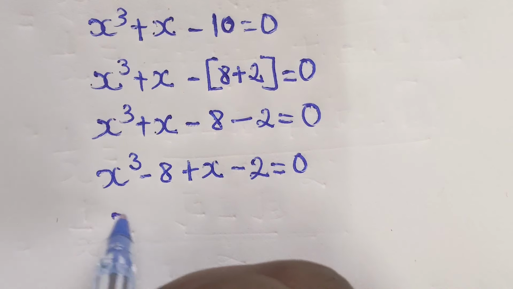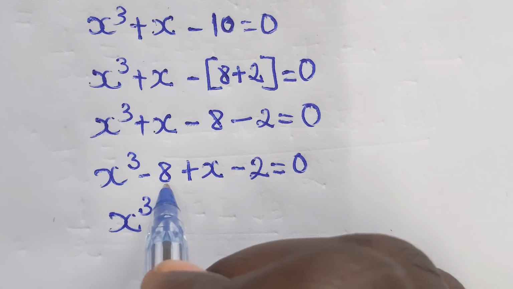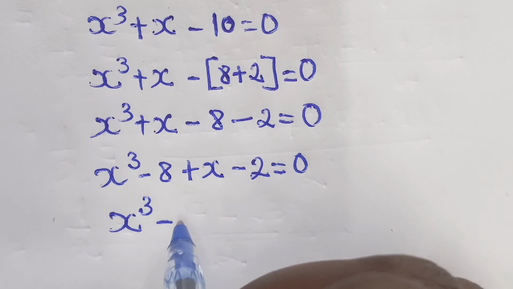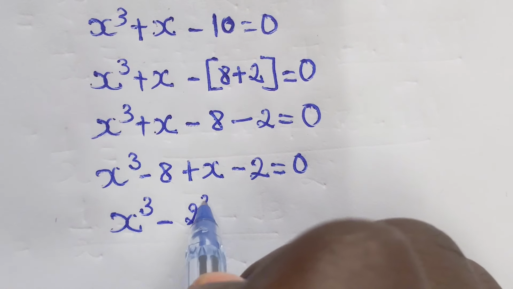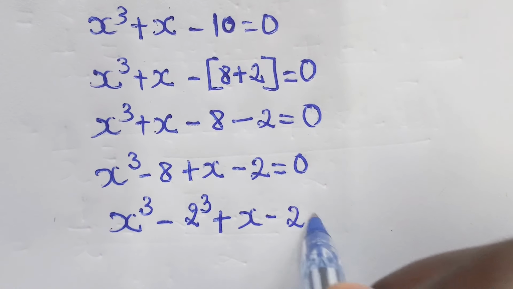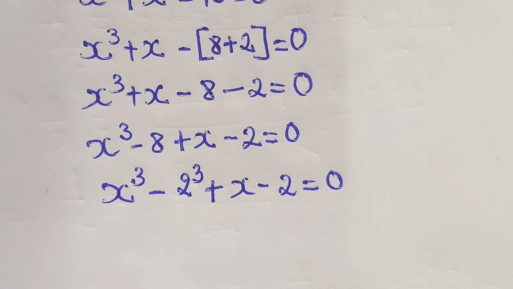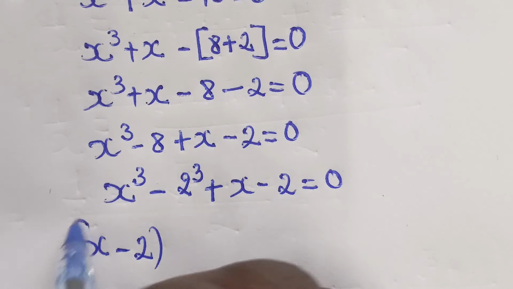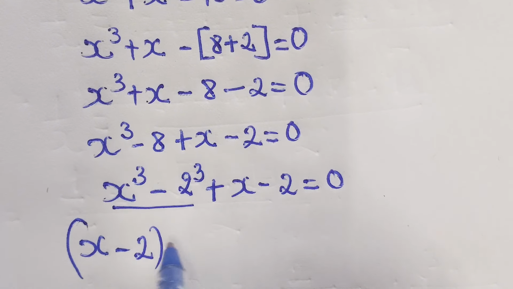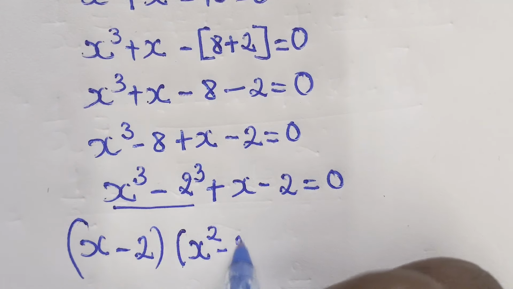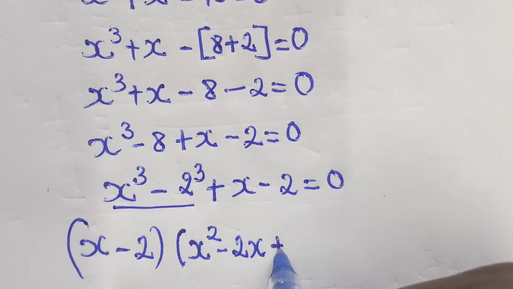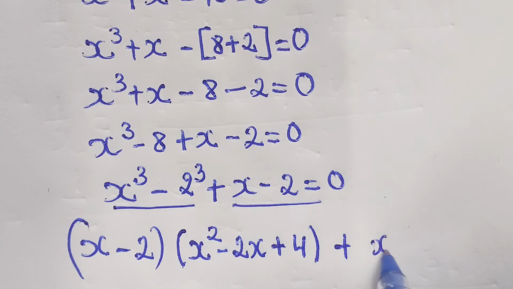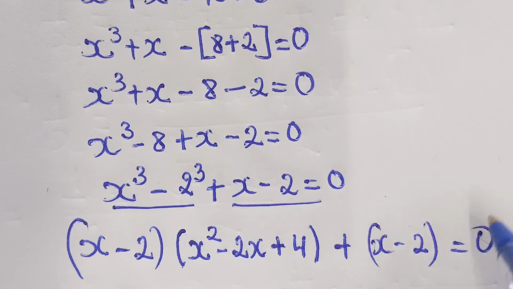And right here, x^3 - 8, we can change 8 into base 2, where 8 equals 2^3. So we have x^3 - 2^3 + x - 2 = 0. For this one only, we have x^3 - 2^3 = (x - 2)(x^2 + 2x + 4), then plus x - 2 equal to 0.